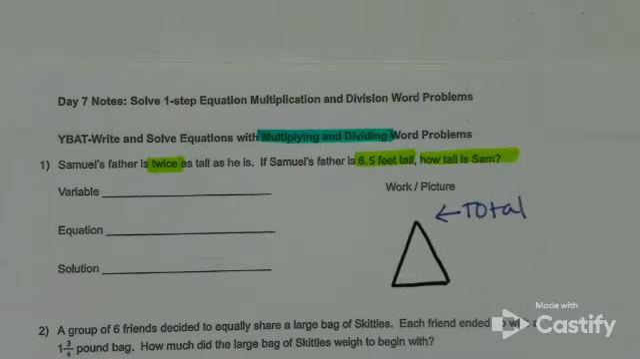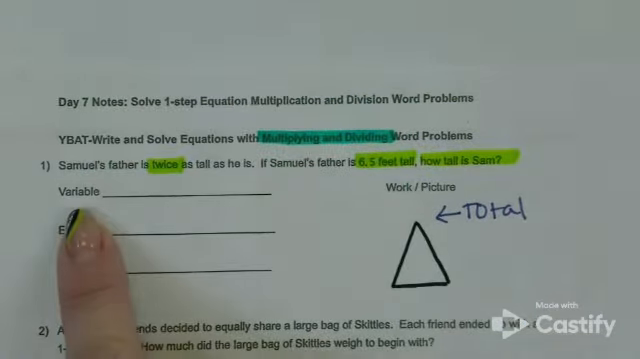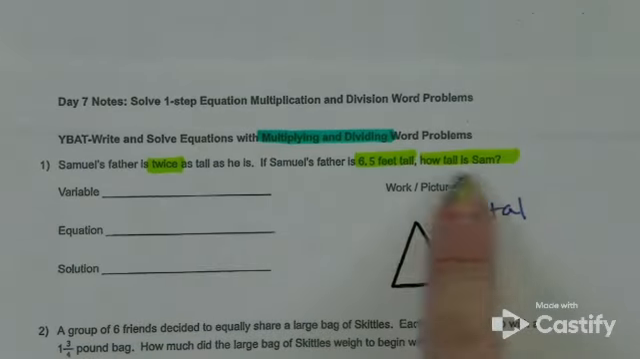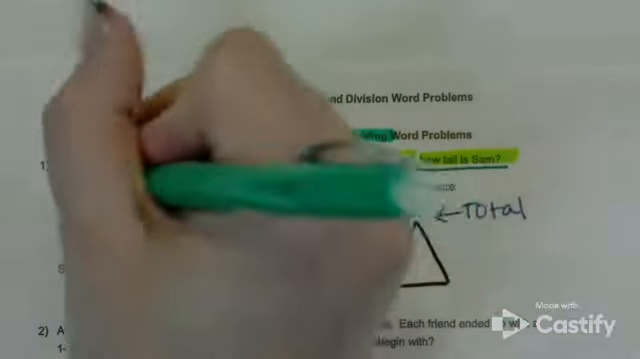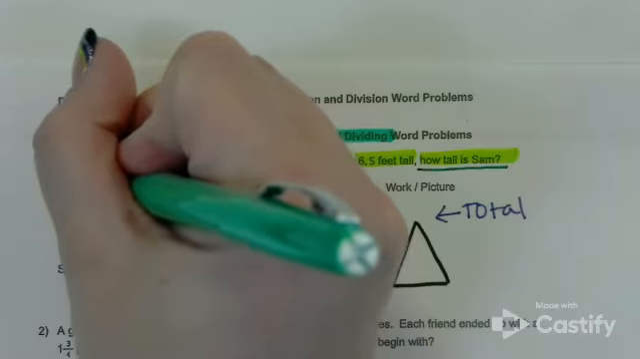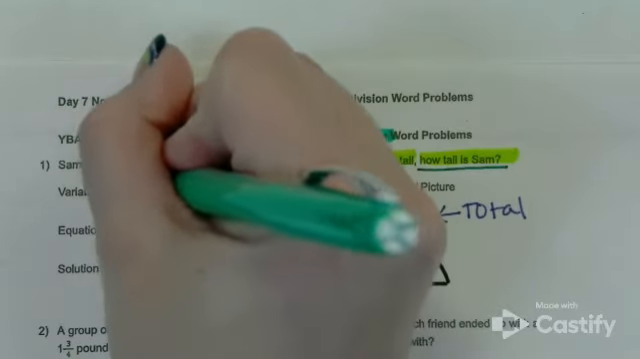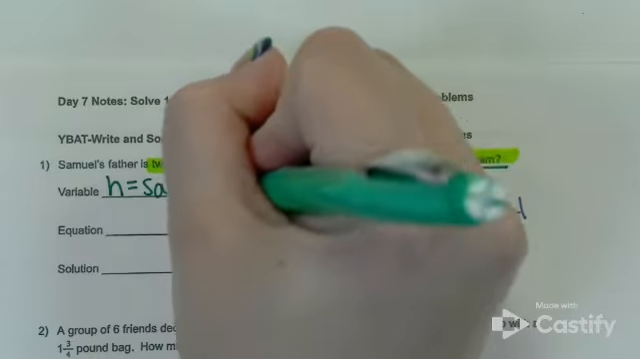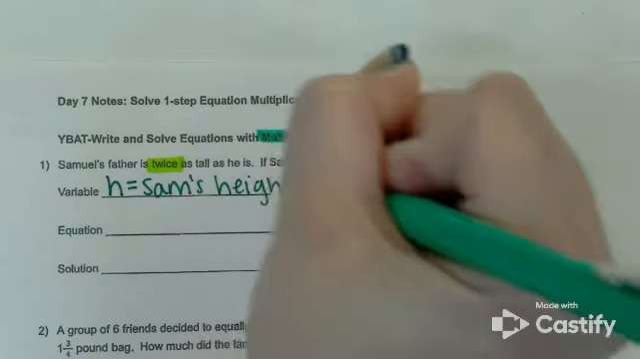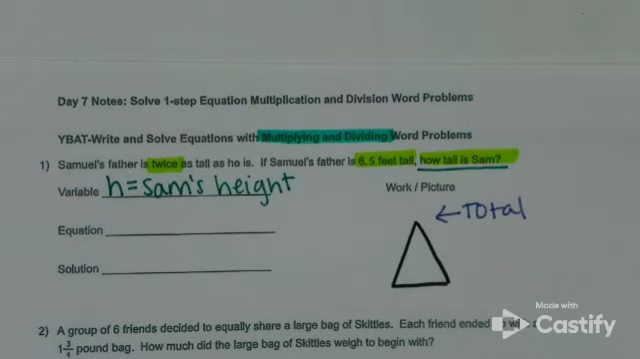So the first thing I'm going to figure out is what my variable is. What don't I know? Remember, my variable is what I don't know. And what I don't know is how tall Sam is. So my variable, I'm going to do it as h equals Sam's height. That is what I don't know.